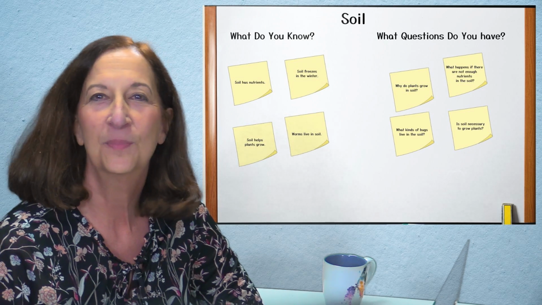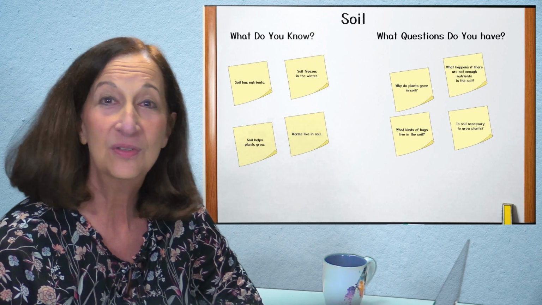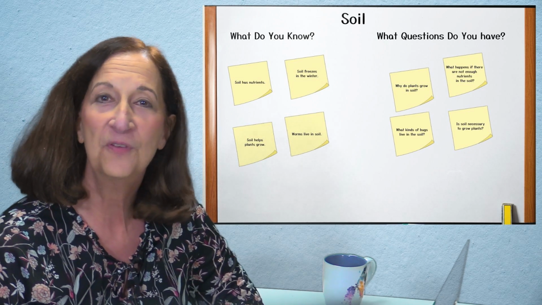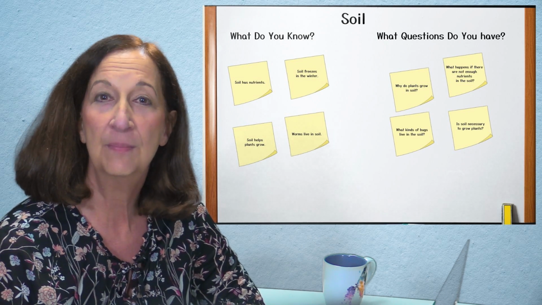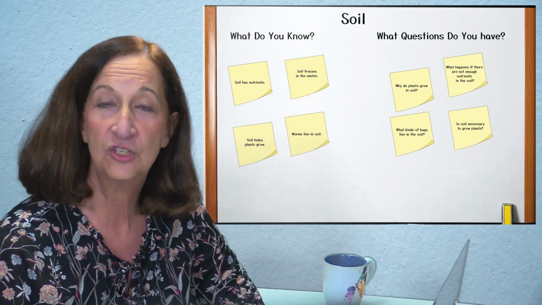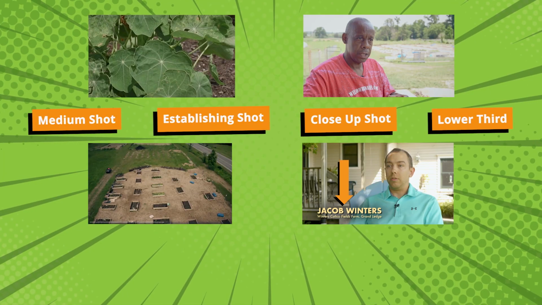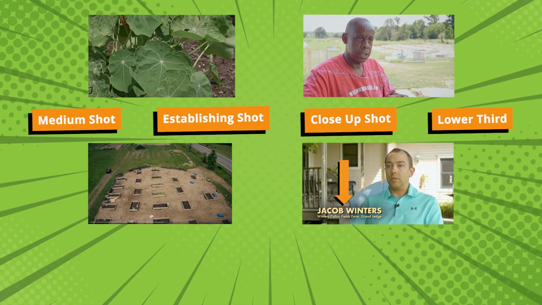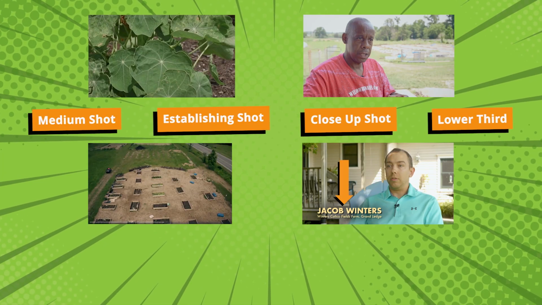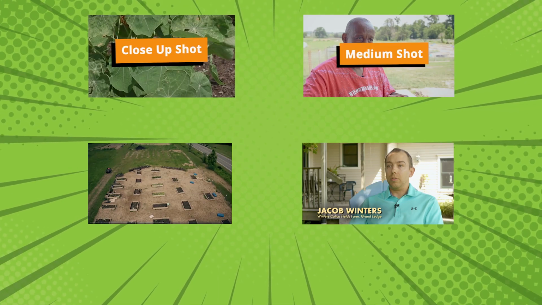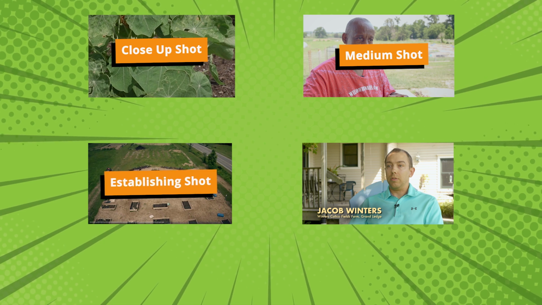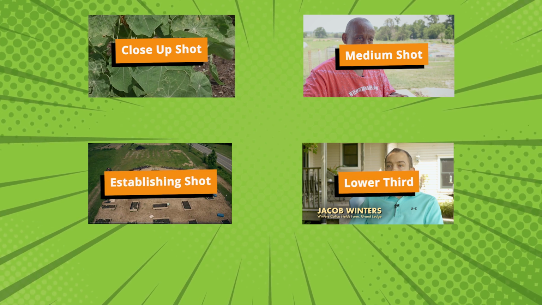We've learned so much about different camera distances and the use of titles today. Here's one final activity for you to try. Can you identify the film language that matches what is shown in each image? If you guessed close-up, medium shot, establishing shot, and lower third, you are right.